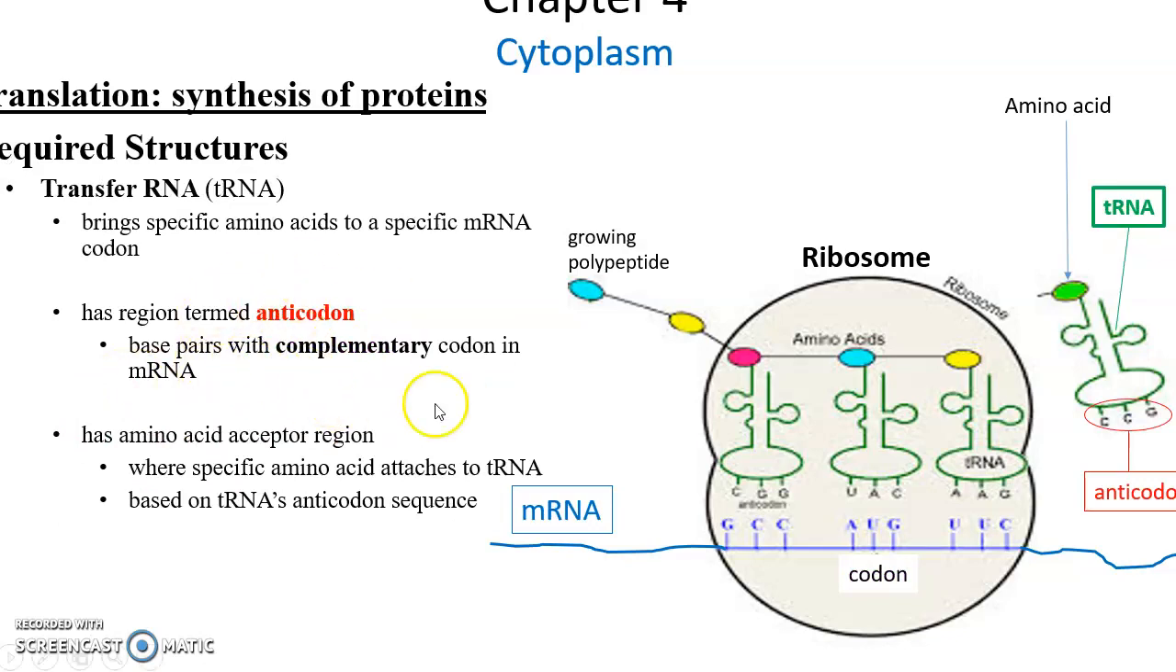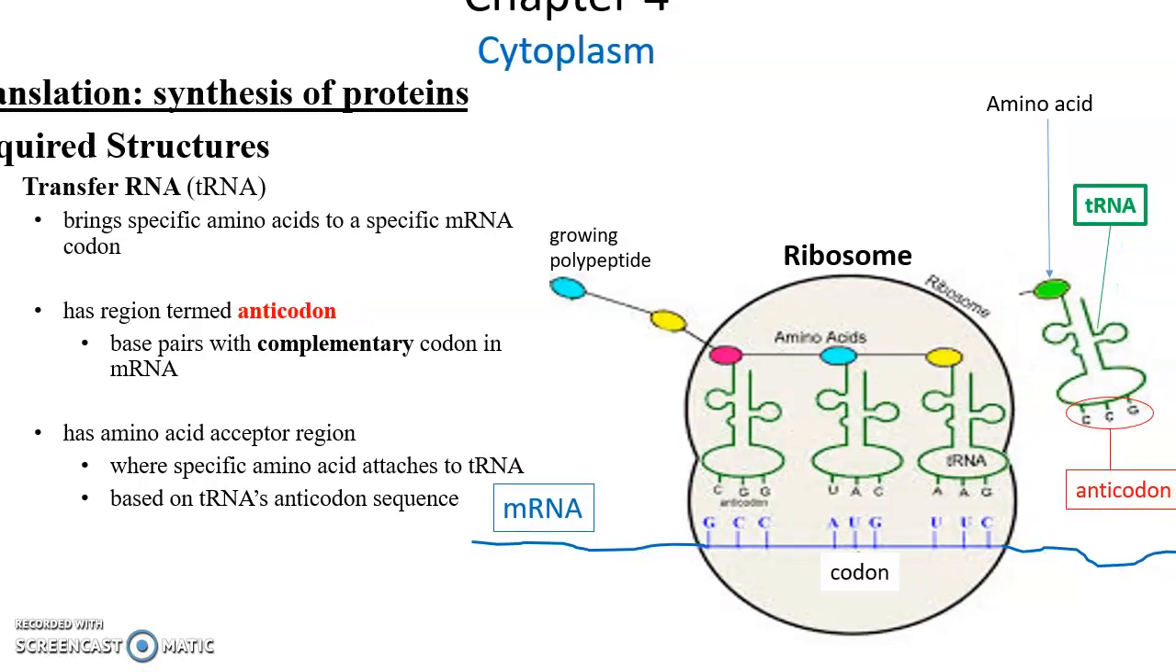Transfer RNAs are interestingly shaped single-stranded RNAs. They are shaped vaguely like a T. They bring in the amino acids to the ribosome. And the way they bring in the correct amino acids is that the tRNA with a specific anticodon always carries a specific amino acid. The anticodon needs to complementary base pair with the codon.